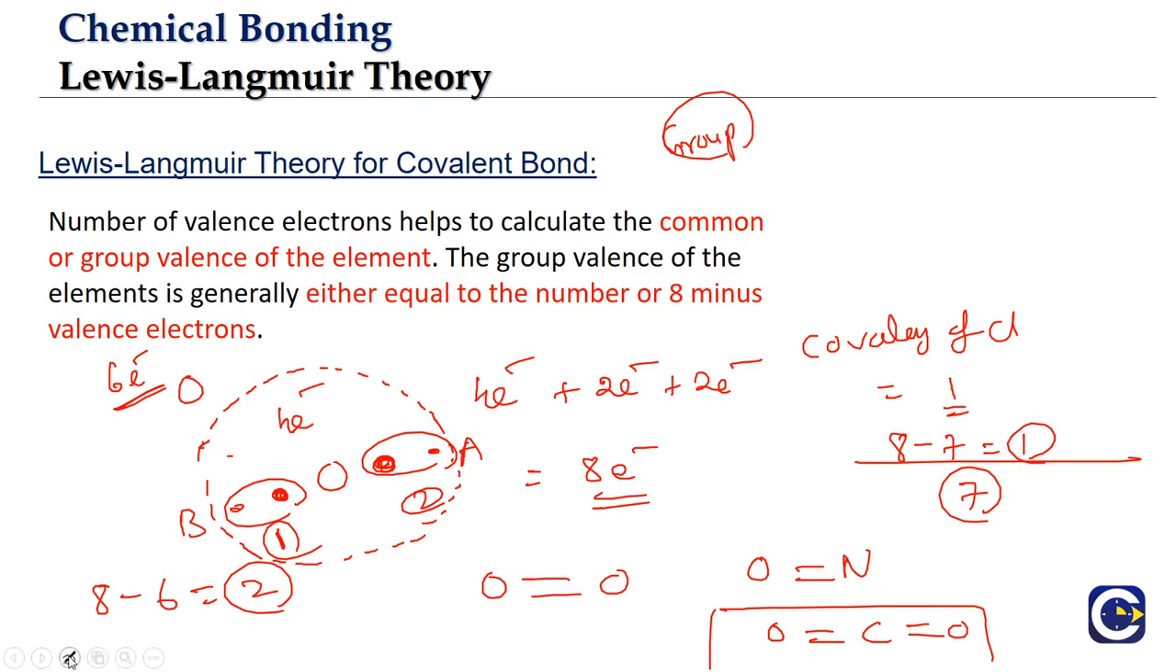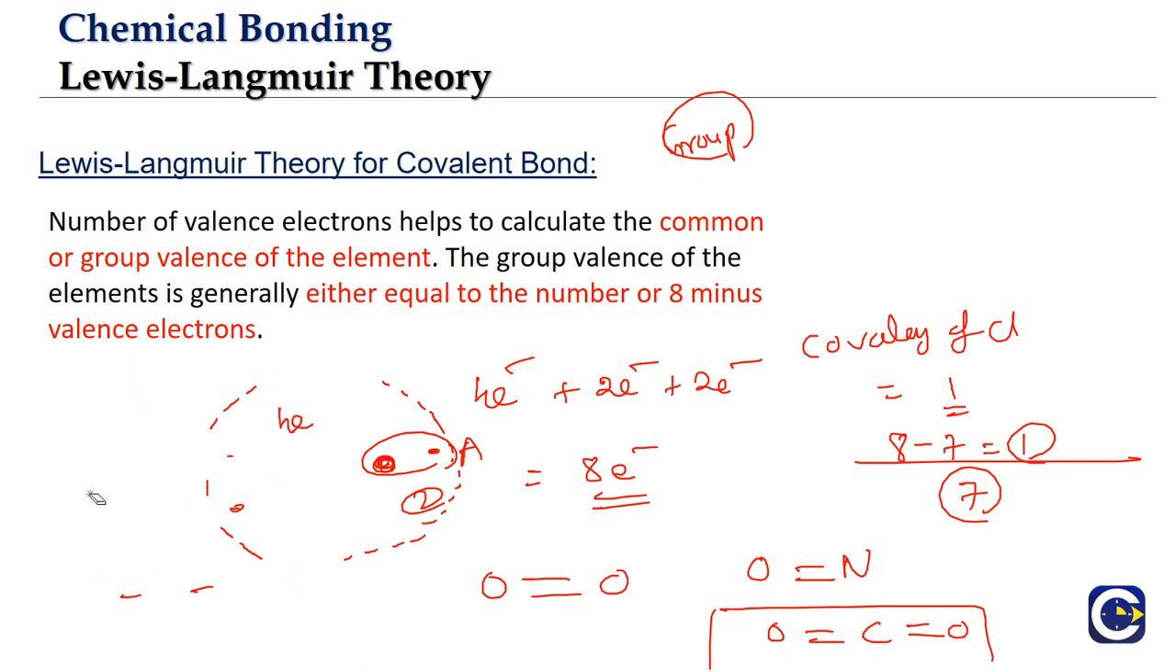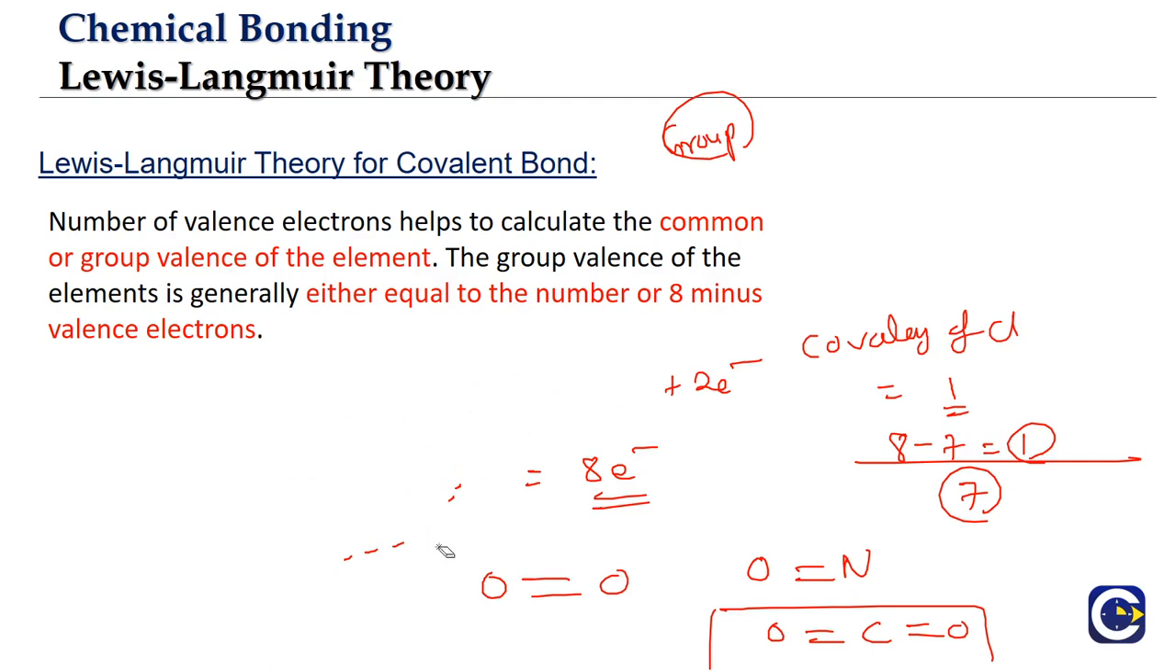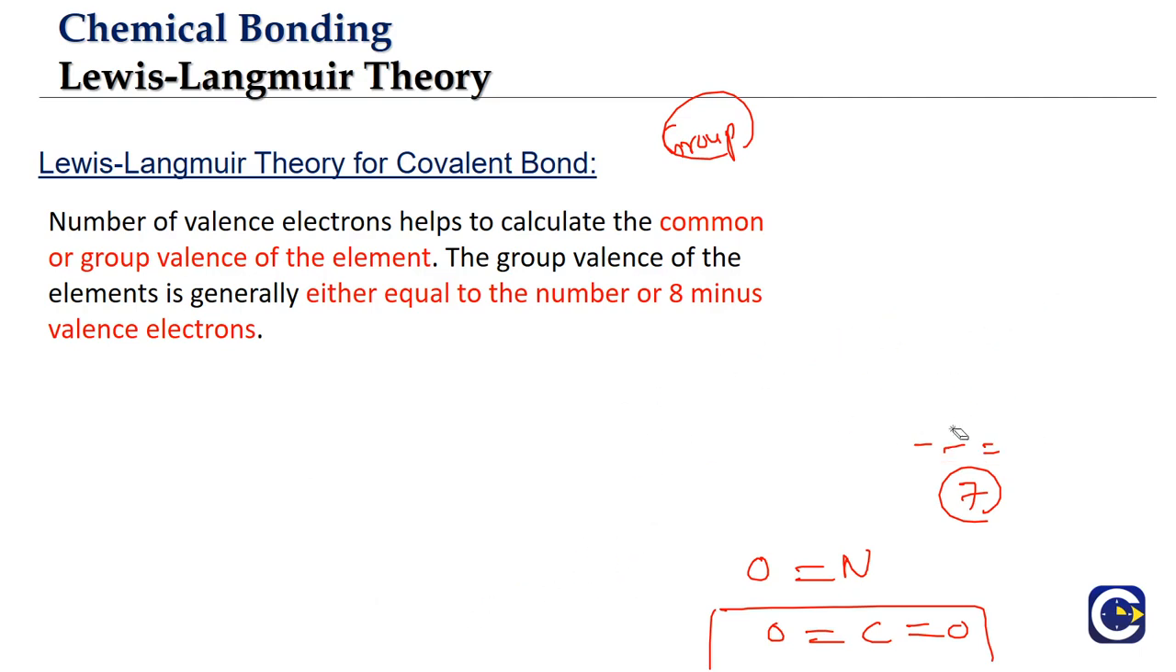So the covalency is 8 minus the number of valence electrons. Now we'll go to another example. We'll look at each of the groups, then we'll be able to get the overall picture. So when we go to the 15th group next, we talked about 17, 16, then we come to 15th. The 15th is the nitrogen family: nitrogen, phosphorus, arsenic, antimony, bismuth.